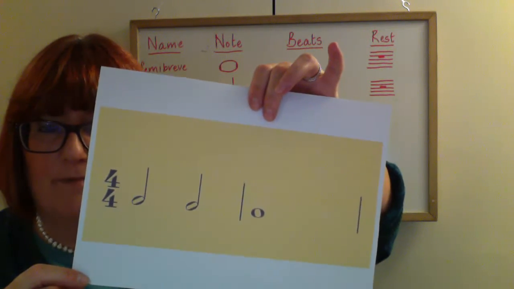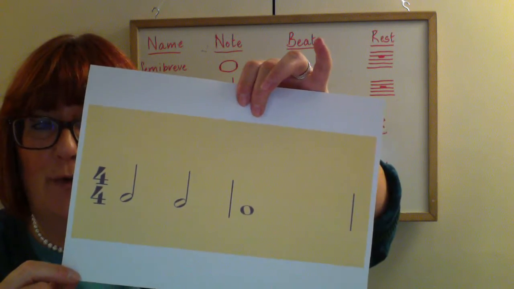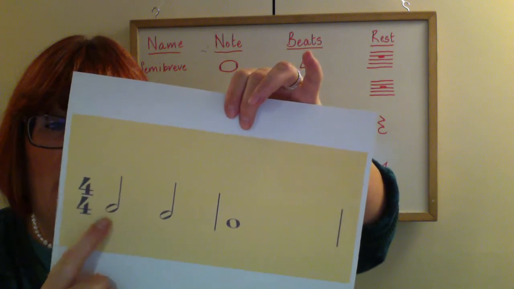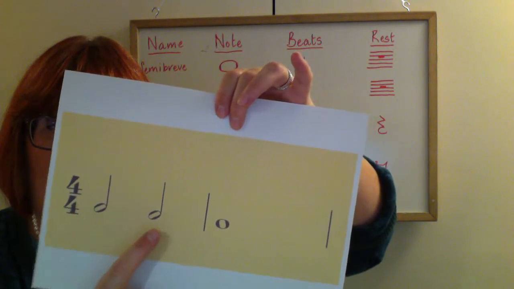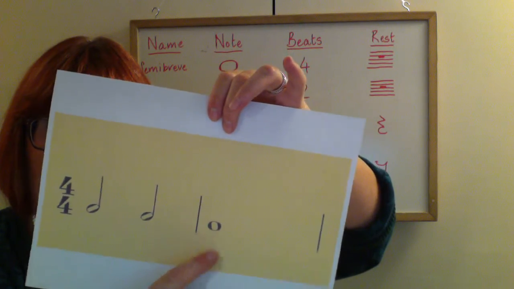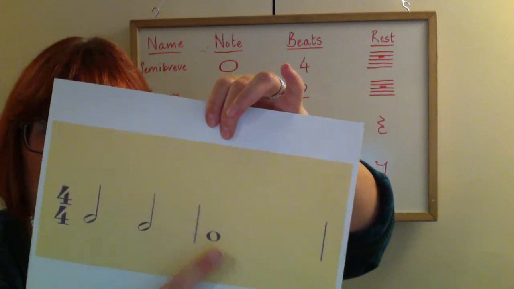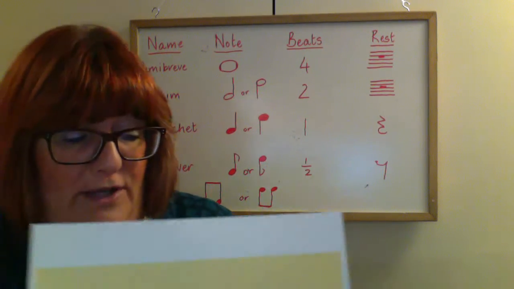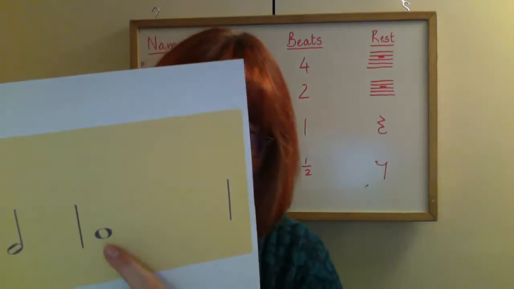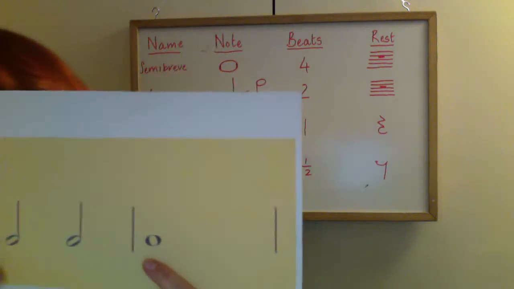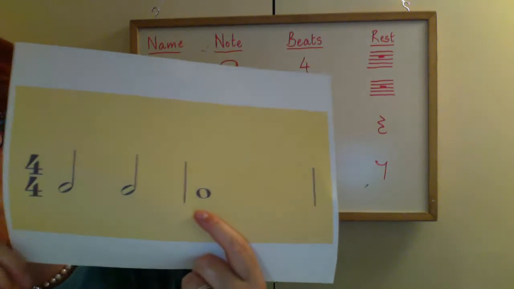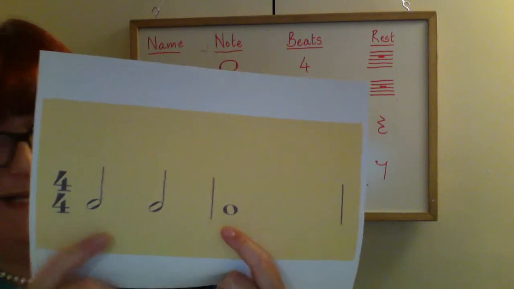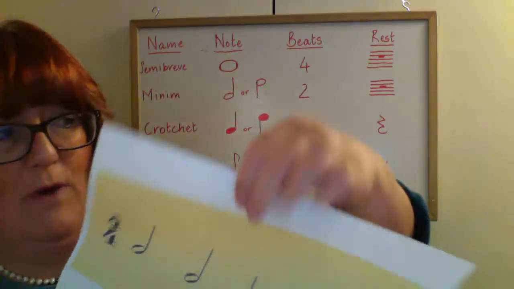So we've got 1, 2, 3, 4, la, la, la. Did you get it right? Did you remember that when you've got a semi-breve that lasts for 4 beats, you have to hold your la to last for 4 beats? That's right. Let's try it one more time.